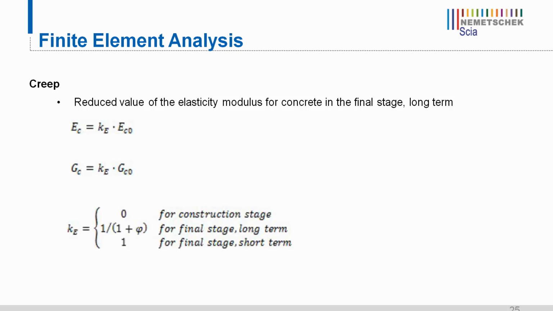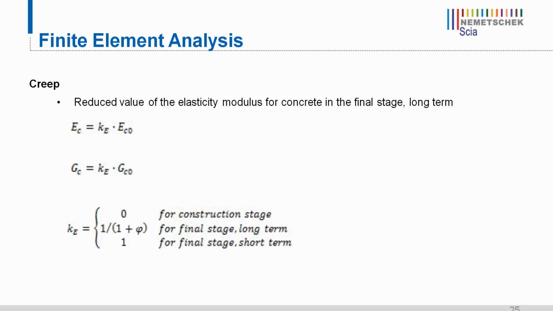Of course, for the final stage long term, the effect of creep has to be taken into account for the concrete. This is done in Scia Engineer by reducing the E modulus and G modulus of concrete. The EC0 and GC0 are the values from the material library. Next, an additional parameter KE is calculated to become a reduction of EC and GC.